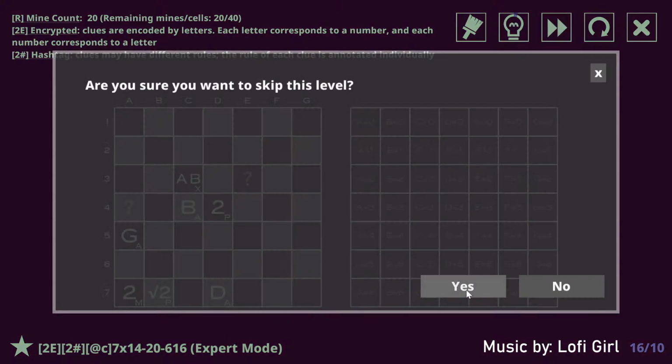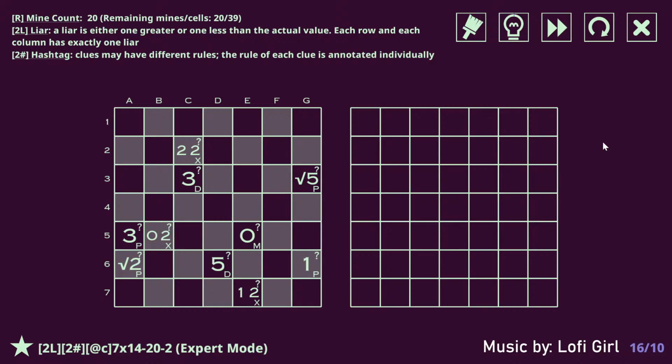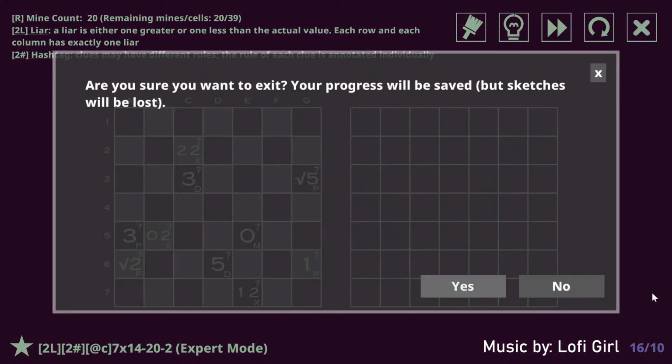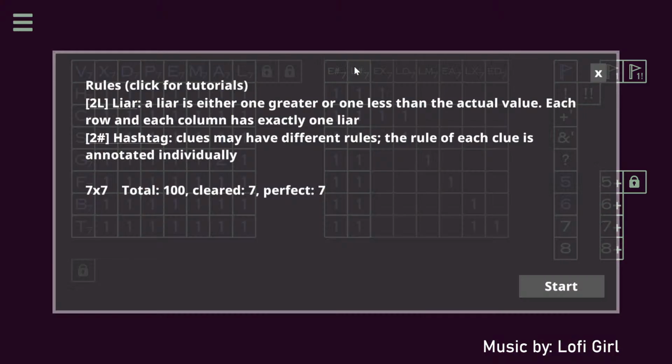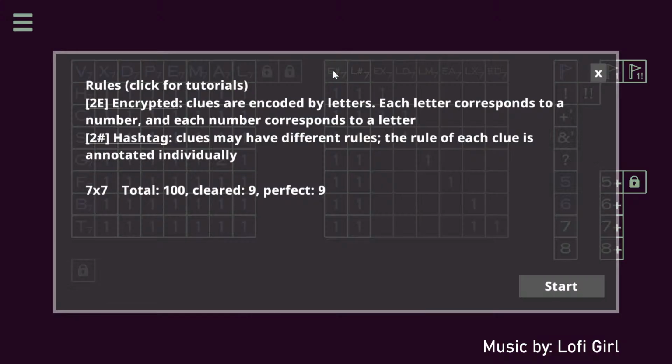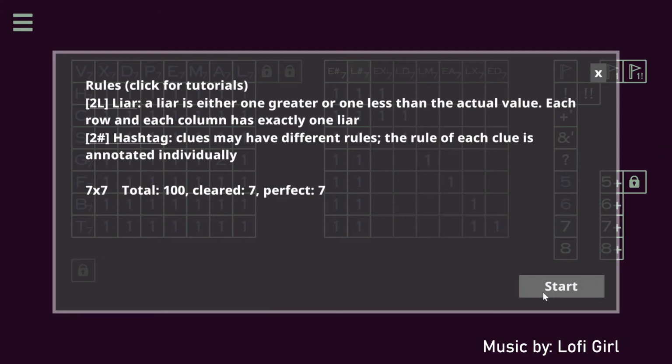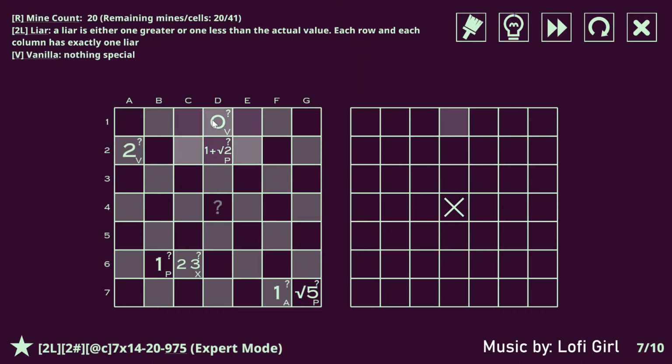Okay, if I skip the game, will it give me another encrypted? It won't. It gives me more liar. I feel like I want to do the liar first. I need 3 more liar here and 1 more encrypted here. So let's do more liar first.